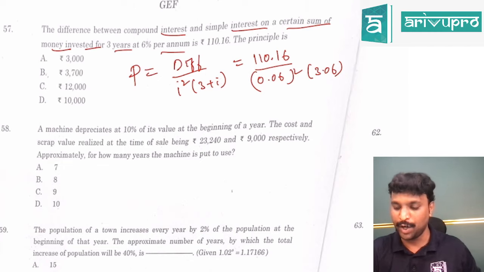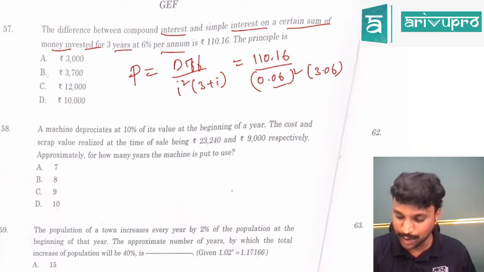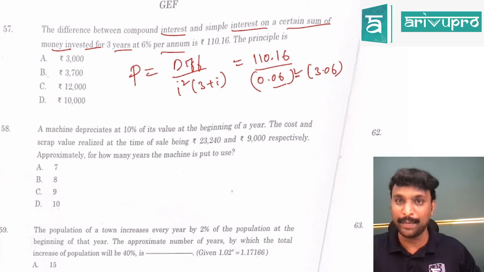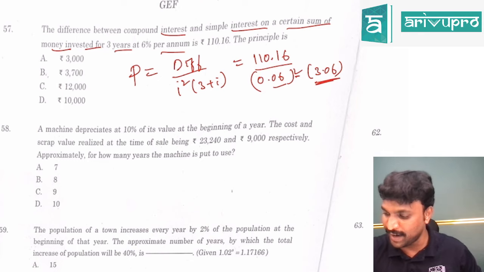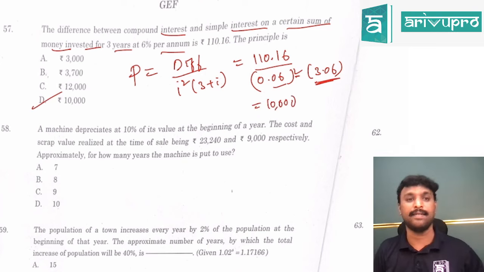110.16 divided by, how do you divide I square? Just divide 0.06, press equal to how many times? 2 times, because the power in the denominator is 2, equal to twice, and again divided by 3.06. Press a divide by button and type 3.06, and the answer is 10,000. So option D is the right answer.